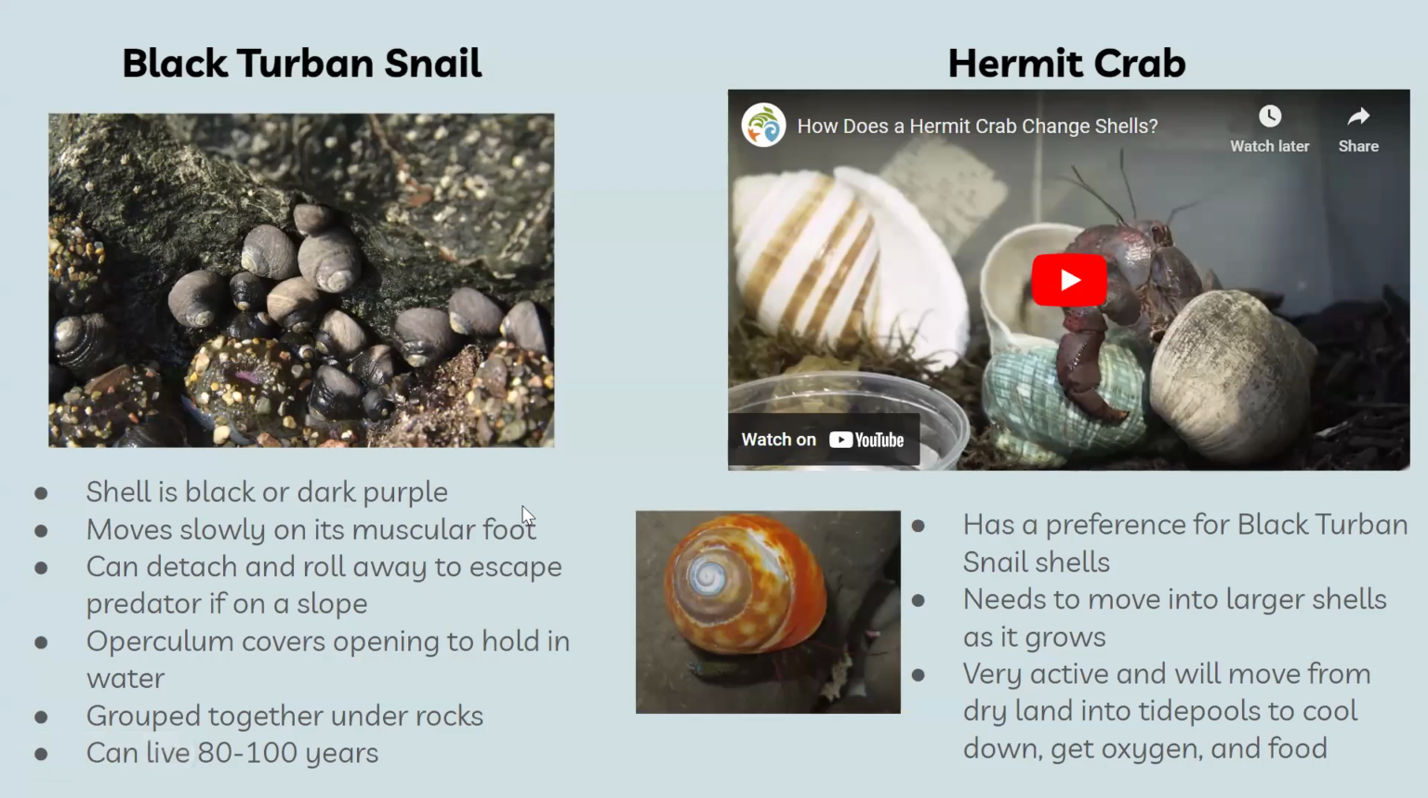They move slowly around just like you would see other snails moving around on their muscular foot. They live in massive groups. They tend to stay under rocks, and they can live 80 to 100 years, which is pretty impressive. The hermit crab on the right side really loves to take advantage of black turban snail shells. When these shells are empty because the snail has died, the hermit crab will often move into one of these snail shells, which is really unique.